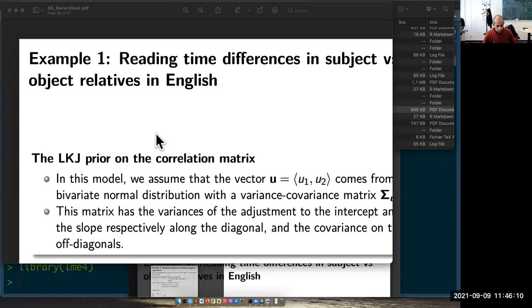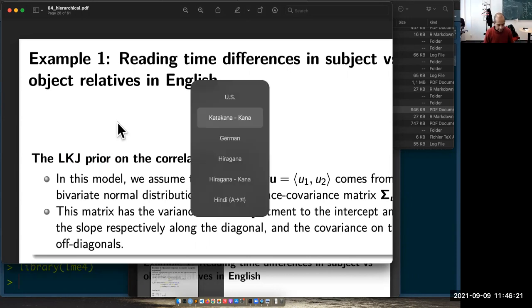Right, so for the correlation, there is a special prior that's available in Stan and in brms that defines that distinctive shape that I showed you. That's the shape that it will define.